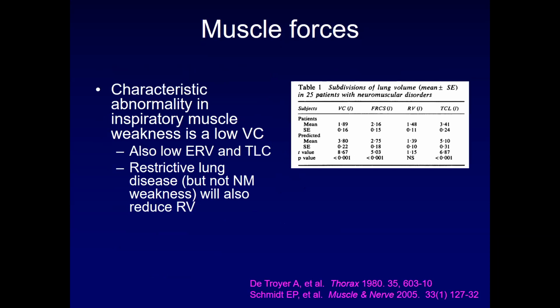So when you look at muscle forces, the characteristic abnormality in inspiratory muscle weakness is a low vital capacity. It's by far the most common abnormality you're going to see when you look at these patients. As you can see here, this is 25 patients with neuromuscular disease. They looked at vital capacity, functional residual capacity, residual volume, and total lung capacity. You can see here that the vital capacity in these patients is lower than predicted, with a p-value of 0.001. But you'll also notice that the residual volume doesn't change at all. So these patients have reduced vital capacities, but no change in residual volumes.